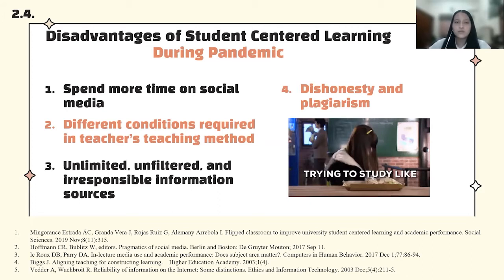Now I'm going to present the disadvantages of student-centered learning during the pandemic. The first one is spending more time on social media. More recently, social media use has skyrocketed, especially among college students, to access a variety of information. When they access information that must be done digitally, their attention tends to be distracted, so they access social media to relieve their boredom of either searching or studying.